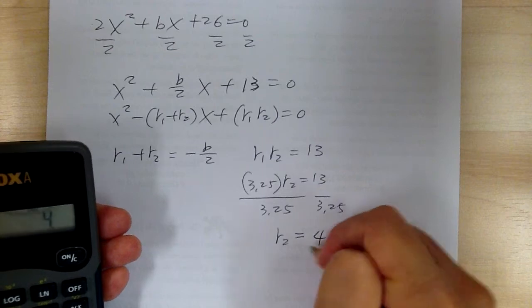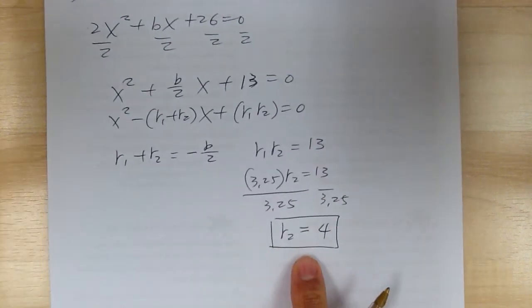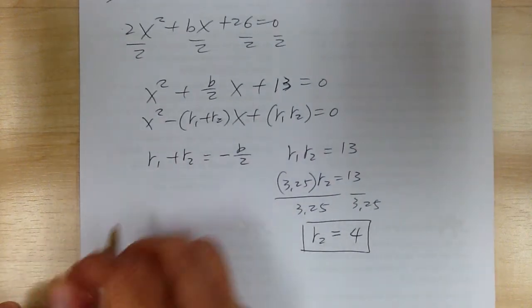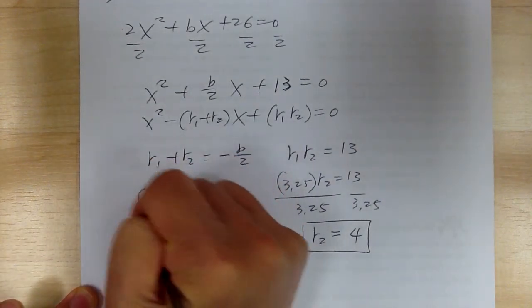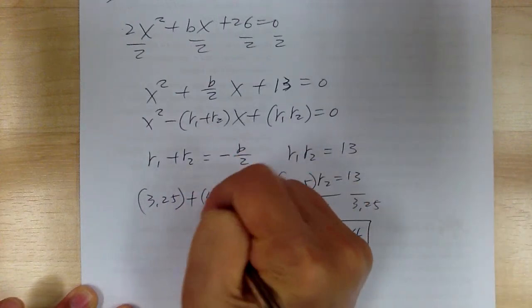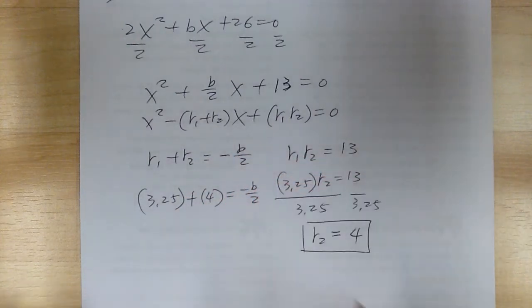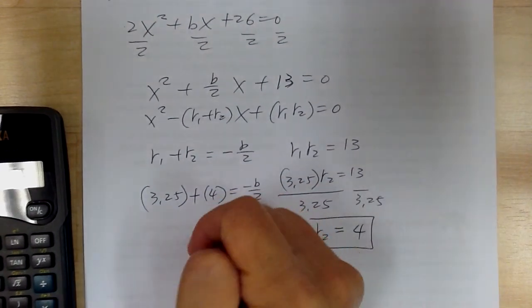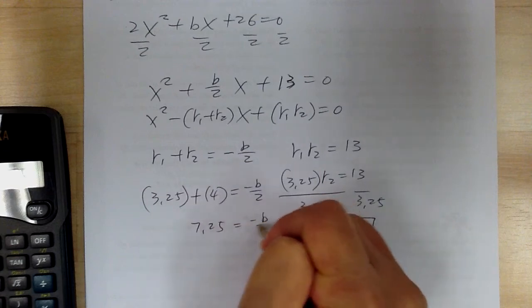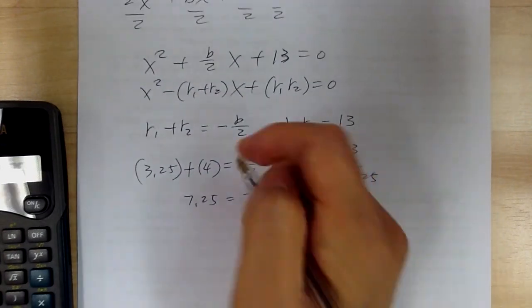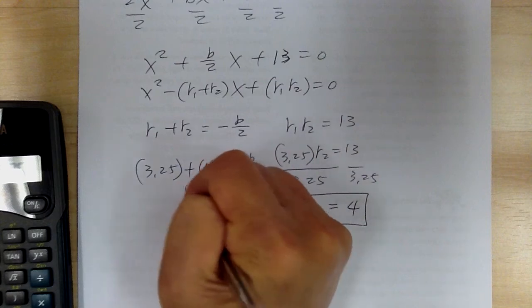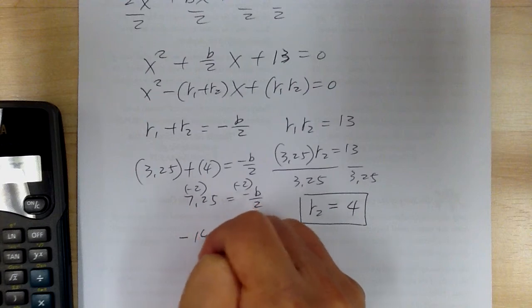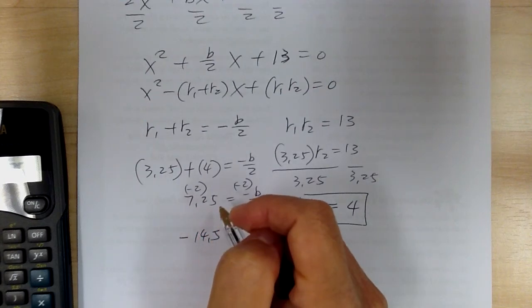Okay, so R2 equal to 4. And once you find R2 equal to 4, you come over here, you can substitute to figure out your B. Okay, so R1 is 3.25. R2 is 4, equal to negative B over 2. So get your calculator, you can add. So you got 7.25 equal to negative b over 2. And so you multiply by negative 2. So b equal to negative 14.5. Okay, and that's it.